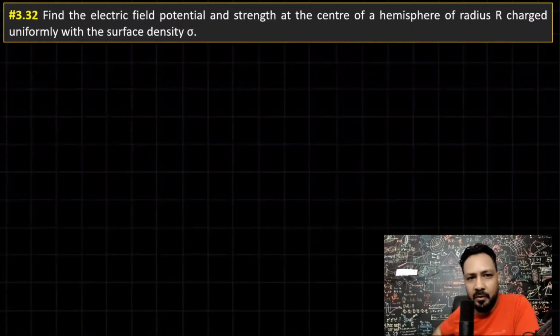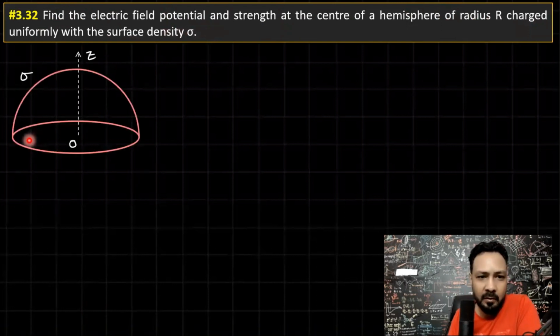Let's see this question number 3.32 of Irodov from electrodynamics. The question states, find the electric field potential and its strength at the center of a hemisphere of radius r charged uniformly with surface charge sigma. So this is a hollow hemisphere uniformly charged with surface charge density sigma. O is the center. Z direction is the direction perpendicular to the flat part of the hemisphere. R is the radius. You have to find the electric field and potential at the center.